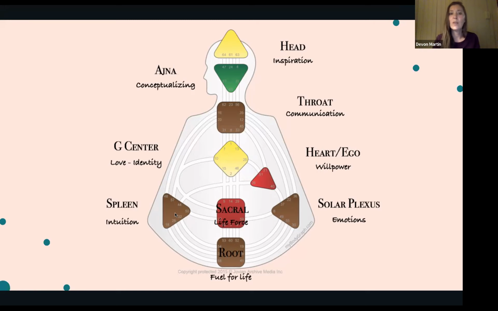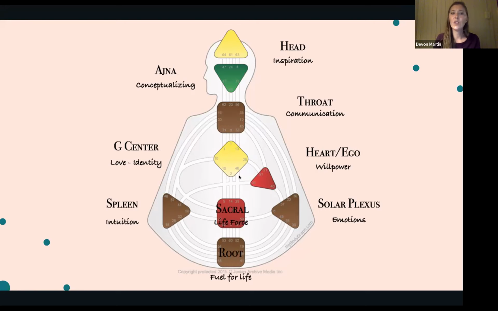Now we have the awareness centers. We have the spleen, the ajna, and the solar plexus, which we're going to go way deeper into the details toward the end of this. The spleen is our intuition. The ajna is how we conceptualize and reflect and make sense of our life. And the solar plexus is our emotional wave. It's the most dominant and powerful center in the body graph.